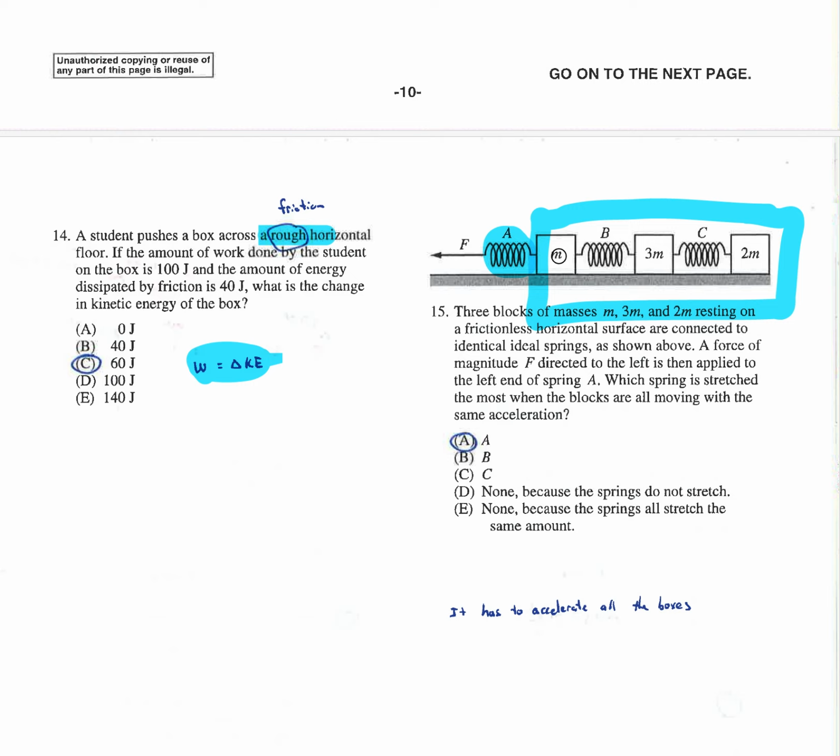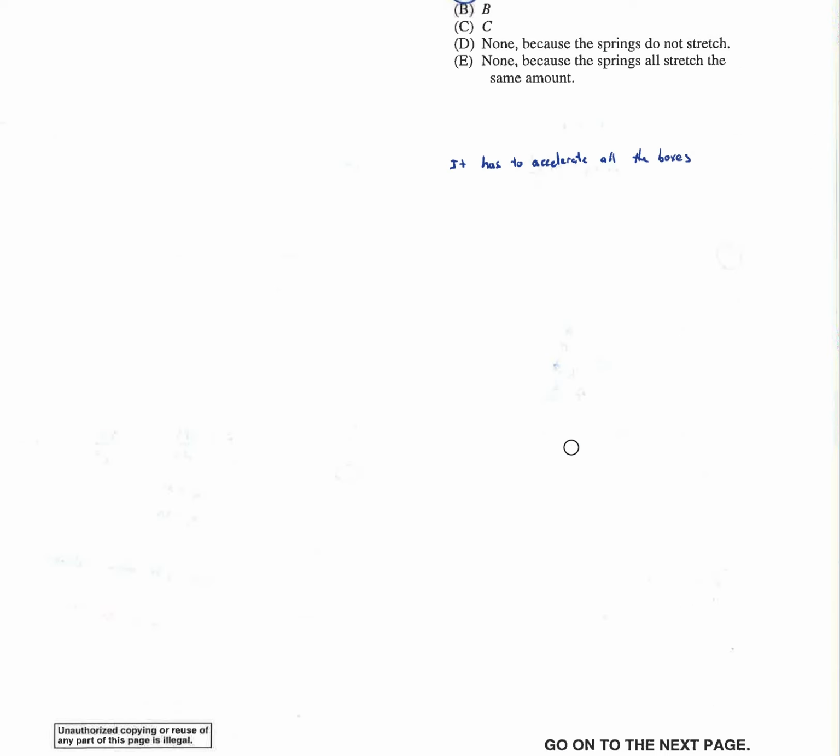That spring has to pull all 6 M's. That spring, the middle one, not only has to pull these 4, and that last one is only responsible to pull the 2. Again, A is for sure going to stretch the most because it's got the biggest force, because it's required to accelerate all 6 M's.